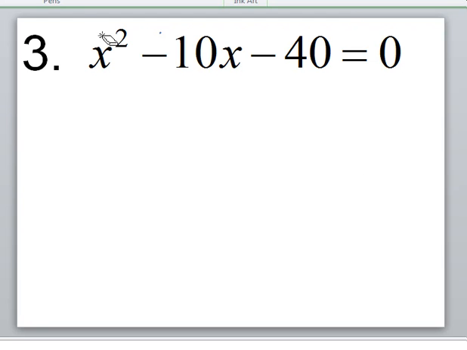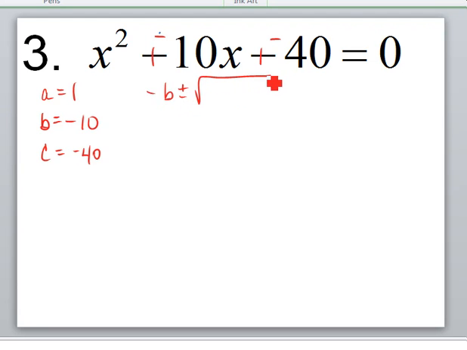Alright, for the next problem here, I'm going to go ahead and figure out my A, B, and C. So my A is 1, my B is negative 10, and my C is negative 40. These always should be plus signs, so that's why I know they're negative values. The formula says negative B plus or minus the square root of B squared minus 4 times A times C all over 2 times A.